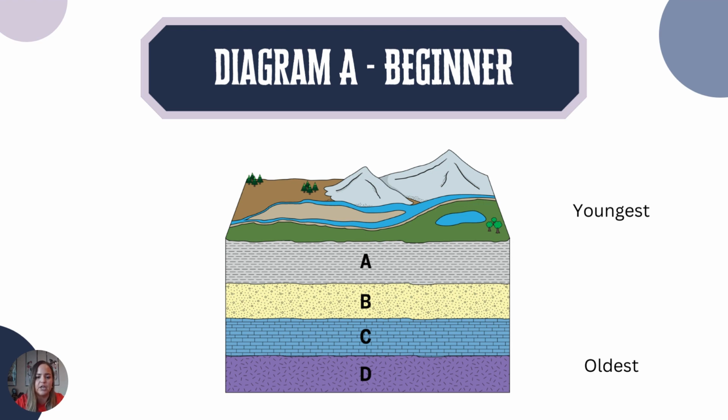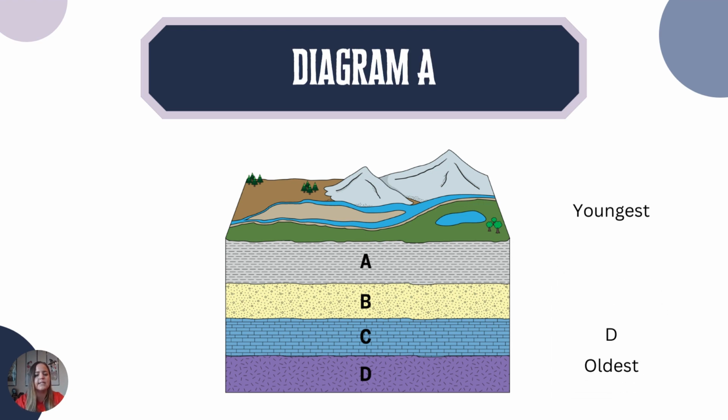All right, so here's your beginner diagram A. What do you think is the oldest layer here? Okay, the oldest layer is D. The next oldest, C. Next oldest after that would be B. And then the youngest layer here is going to be A. In your lab, you're going to be working with different diagrams like this, and you're going to be trying to put them in sequence of events just like this, but they're going to be a little bit harder. Okay, so this is our beginner exercise.